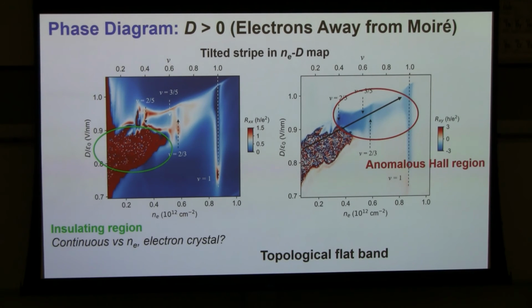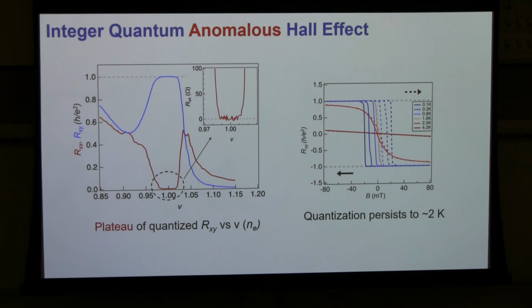Now let's take a closer look at these states. First, let's look at the integer one. Integer one has Rxy quantized at h/e squared, and the Rxx goes to 0 really well, within a few ohm noise level, and it can persist to about 2 Kelvin in temperature. So this is as good as we expect from any quantum anomalous Hall, even quantum Hall effect, but this is happening at 0 magnetic field.